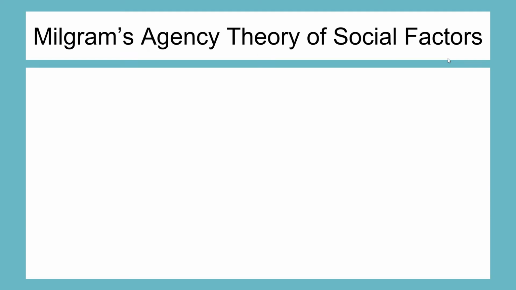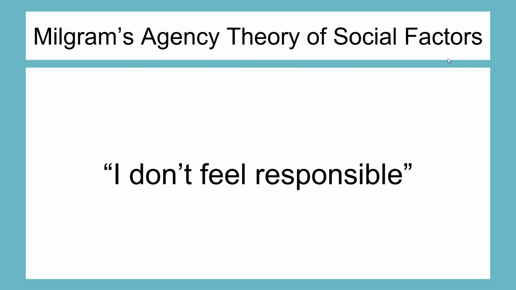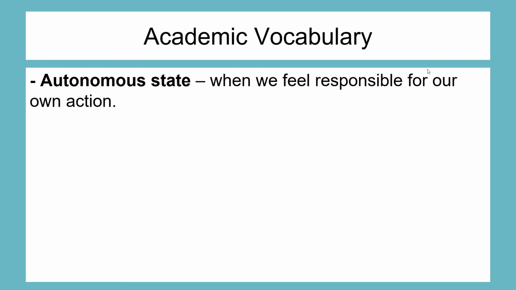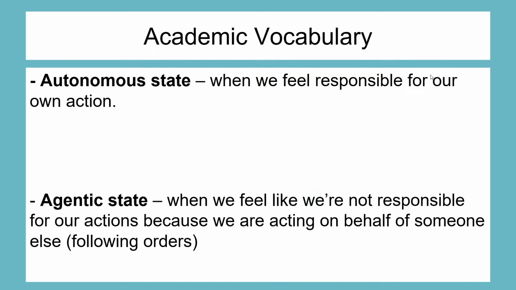The study that Milgram did massively influenced the creation of his agency theory of social factors. And one of the main reasons he came up with this theory is because he thought he had discovered one of the key reasons why people obeyed and followed orders from authority figures, and it was to do with the idea of responsibility. So to understand Milgram's agency theory, we first need to know two words, and those two words are the autonomous state and the agentic state.